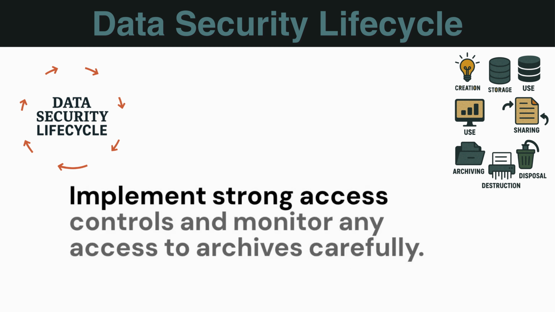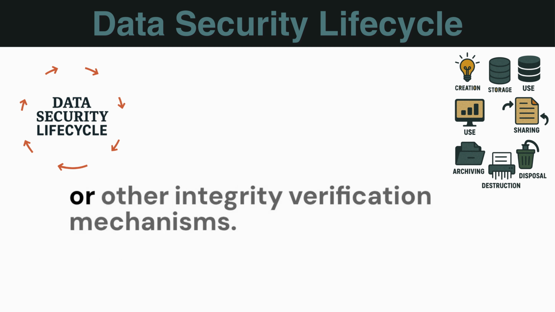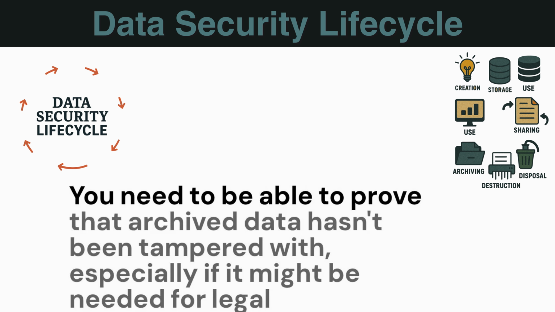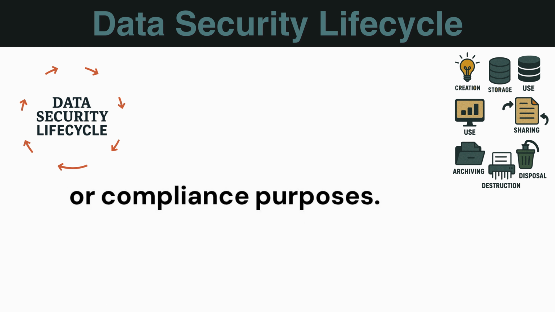Is there a reason someone should be getting in there? Unusual access to archived data can indicate insider threats or compromised accounts. Maintain the integrity of archived data through checksums, digital signatures, or other integrity verification mechanisms. You need to be able to prove that archived data hasn't been tampered with, especially if it might be needed for legal or compliance purposes.